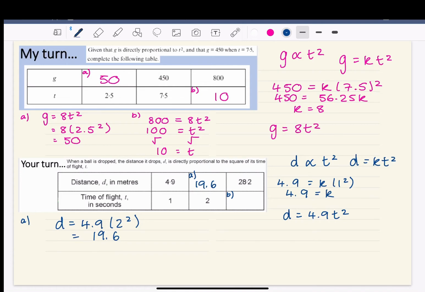For the next one, I know my d value this time, so I get 28.2 is equal to 4.9 t squared. I start by dividing by 4.9, which will give me a long decimal answer. So I actually end up with 5.755, etc. is equal to t squared. I'm not going to round just yet because I want to make sure I get to the correct final answer.